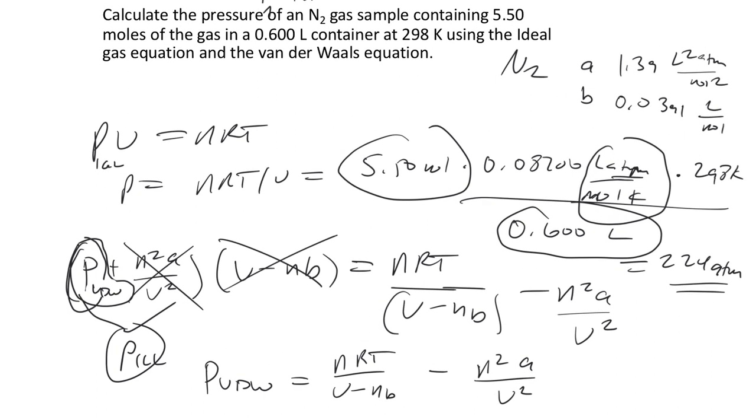Okay, and so then plugging in for moles, every time we have n, this is just our 5.5 moles. Our V's are the volume of our container, so this is the 0.600 liters. Then our a and b units are plugged in. The ideal gas law, the 0.08206 liter atmosphere per mole Kelvin, and then 298 Kelvin.